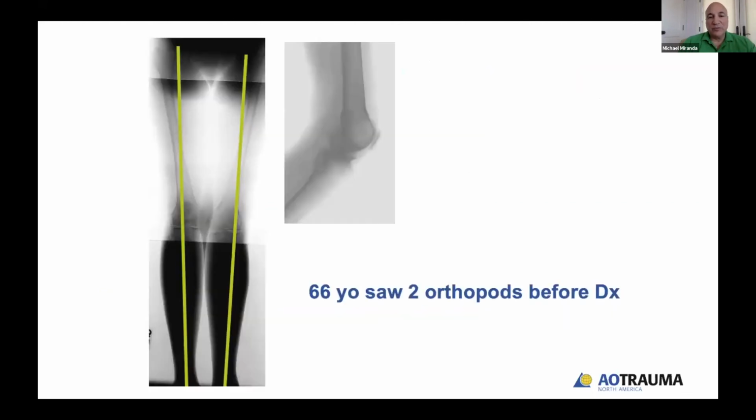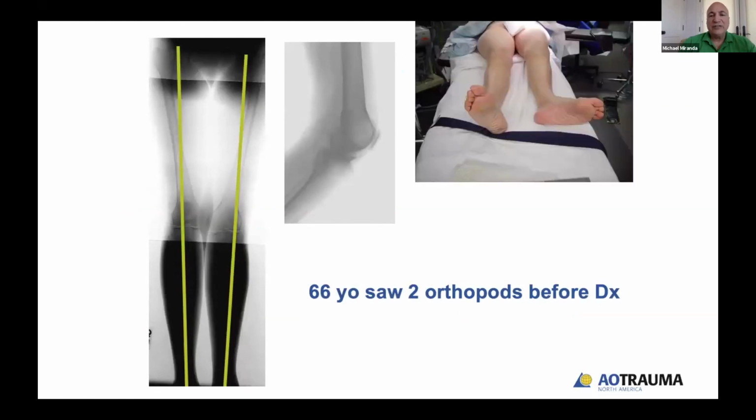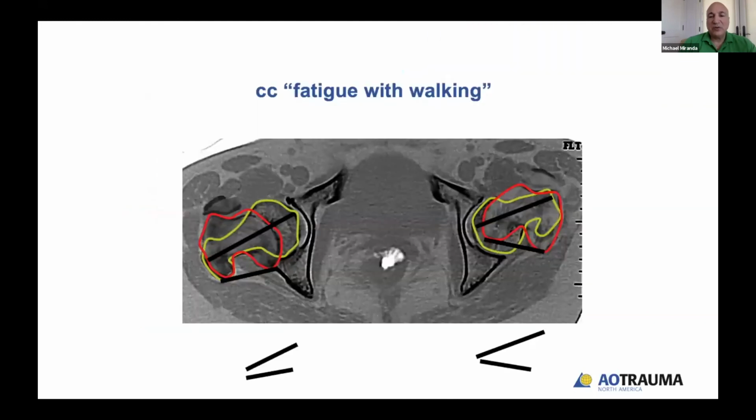So this woman is a prime example. This is a really wonderful lady. She came into my office. She had seen a couple of other folks, and her chief complaint was fatigue with walking. And even though she has a fairly significant external rotation deformity, it wasn't picked up. And I'm not trying to fault anyone else.